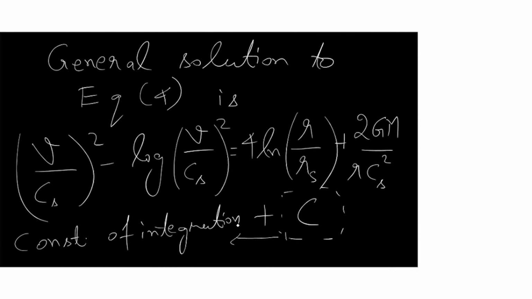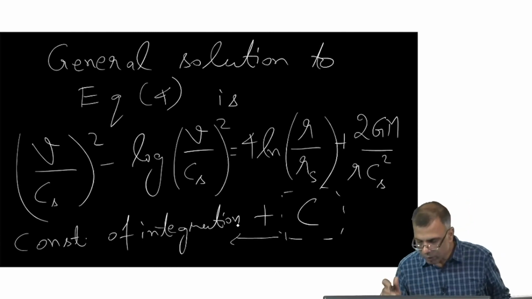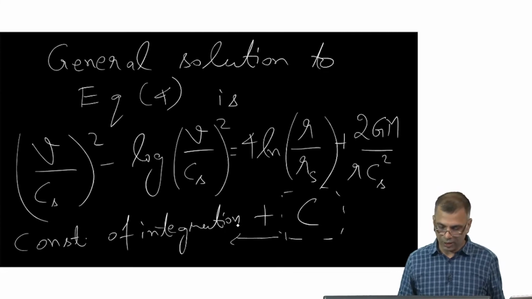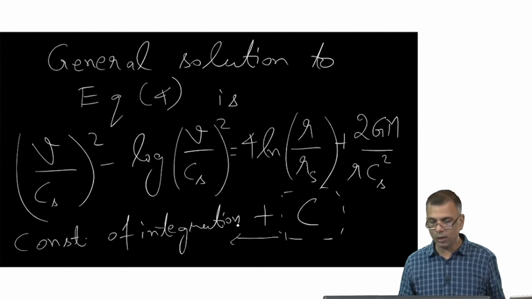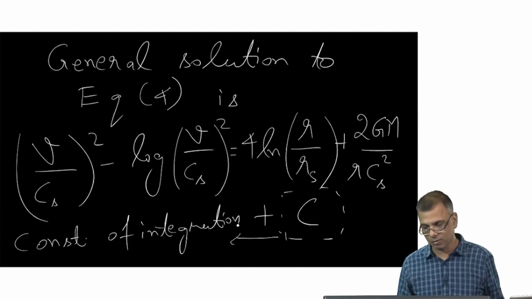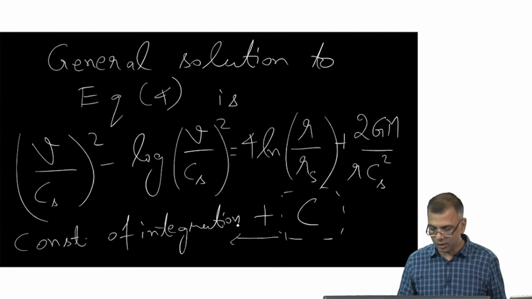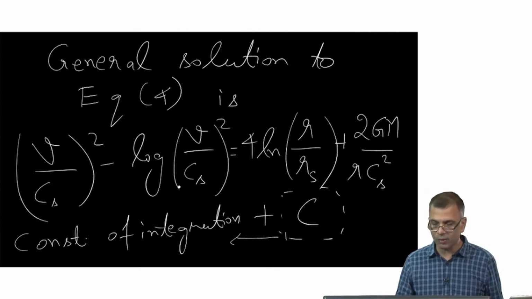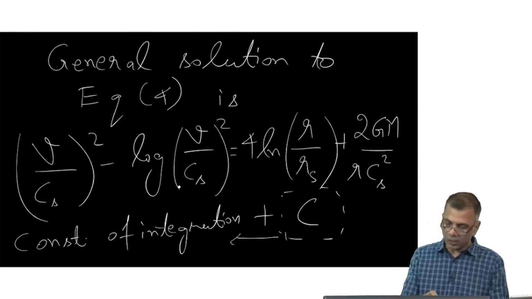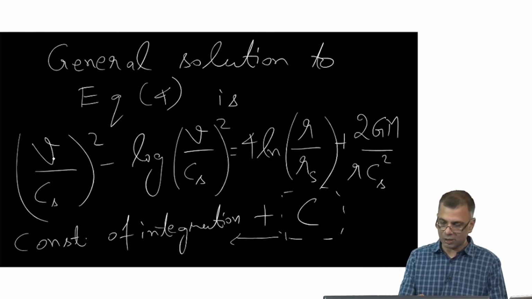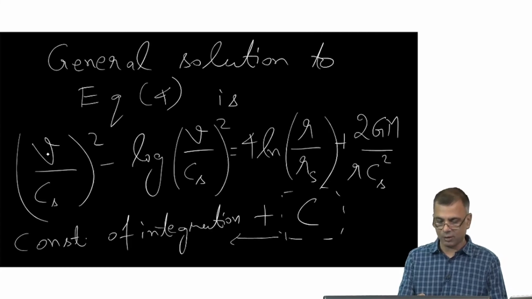a constant of integration. Okay. So now, depending upon what values the c takes, depending upon what kinds of values the constant of integration takes, you can have several different kinds of solutions. Okay. So essentially what I'll be now showing you is just plots of this solution. You see, this is essentially a solution for v.